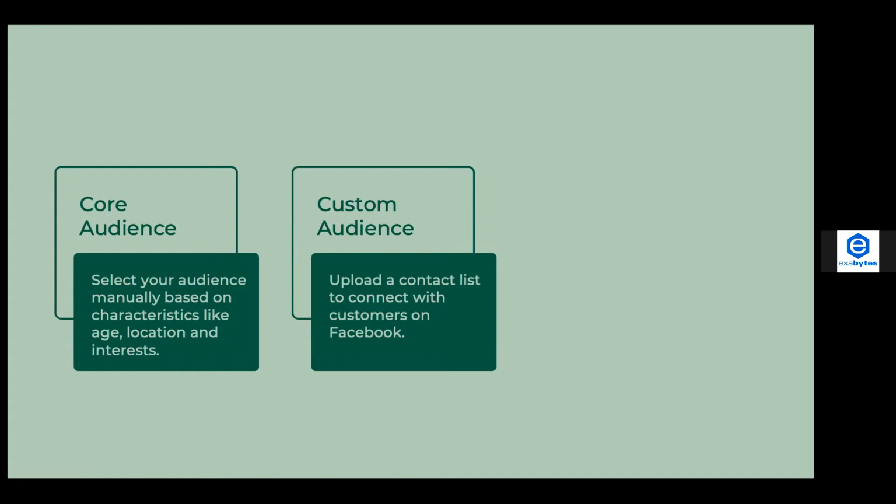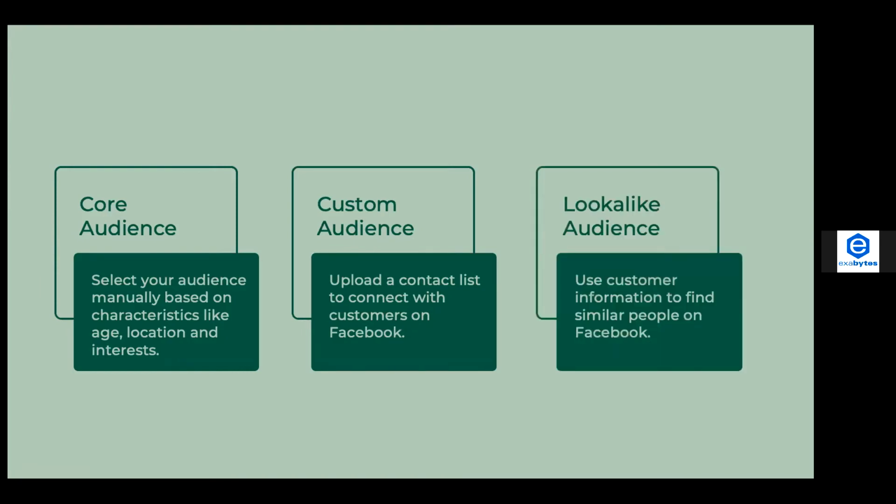And the third kind of audience that is available to you on the Facebook platform is what we call the lookalike audience. Now, lookalike audience allows the advertiser to reach new people who are similar to existing customers or people who have bought a product or service from you. So lookalike audiences are really useful in the sense that they are high quality.